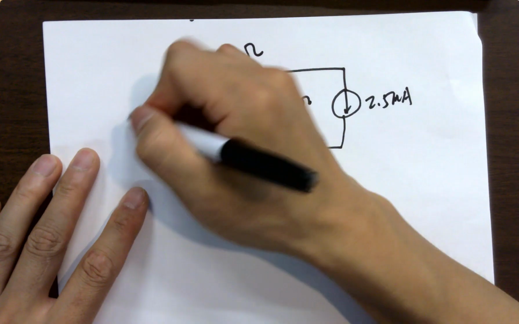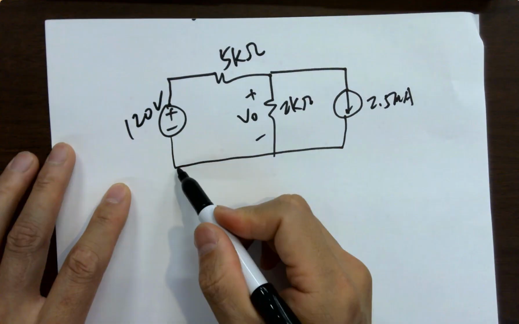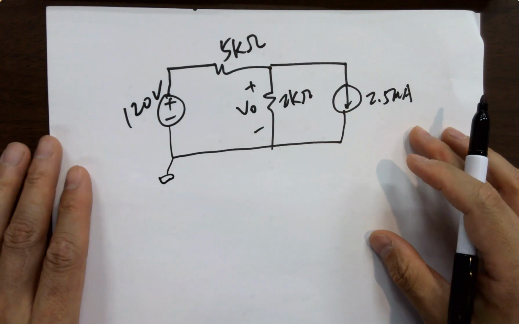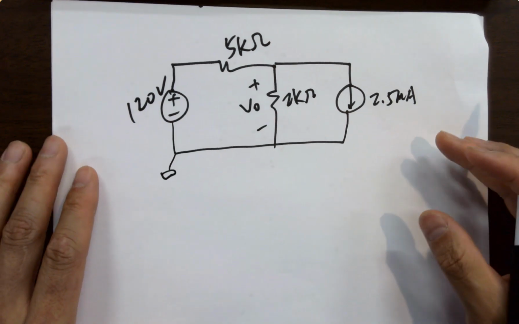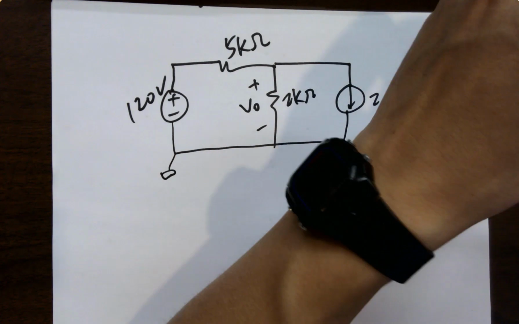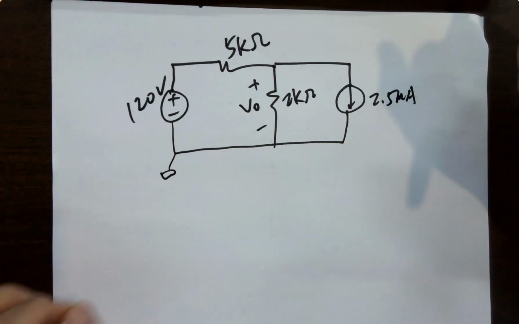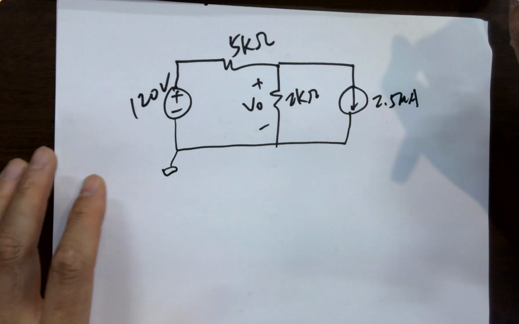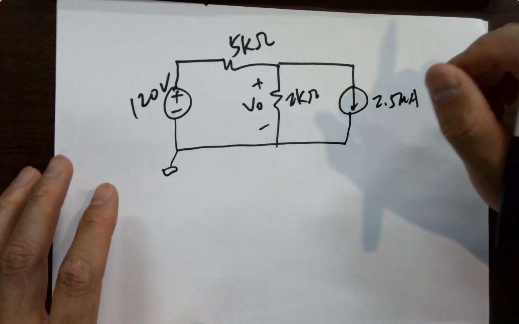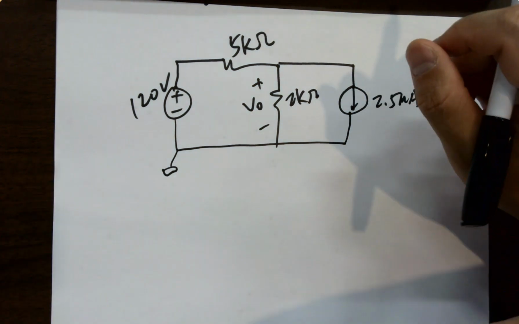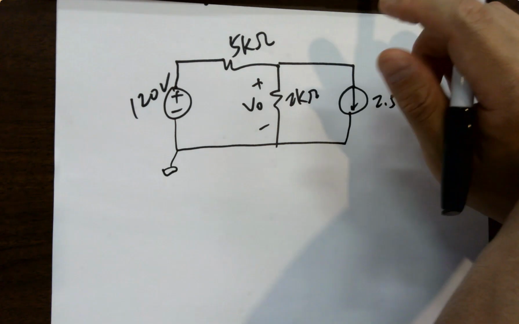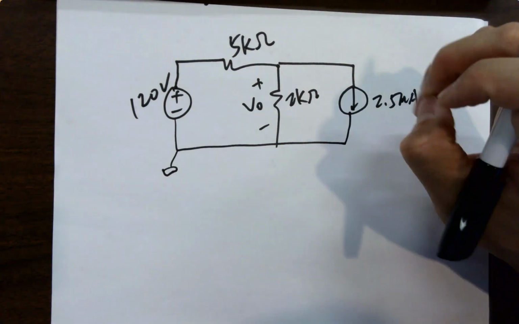VS is 120 volts. Can we ground it? Just ground it. Yeah, nothing's going to go wrong. You'll find out. Just always ground the cathode. It's okay. Easier for calculations. They should actually do it for the problems, but they just didn't, which is wrong.